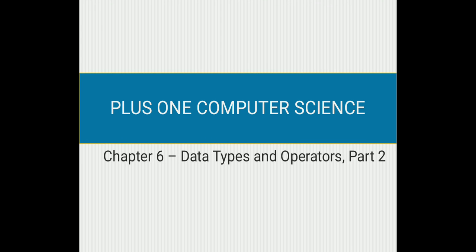Dear students, Plus 1 Computer Science Chapter 6 Data Types and Operators Part 2. In the last class we discussed the basic data types, the classification of data types, that is fundamental data types, derived data types and user defined data types, and the basic 5 data types: int, char, float, double and void. Today we are discussing the operators.